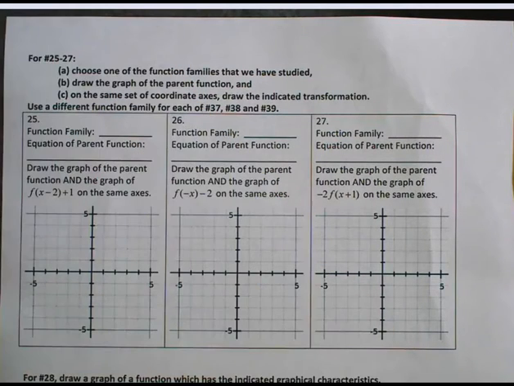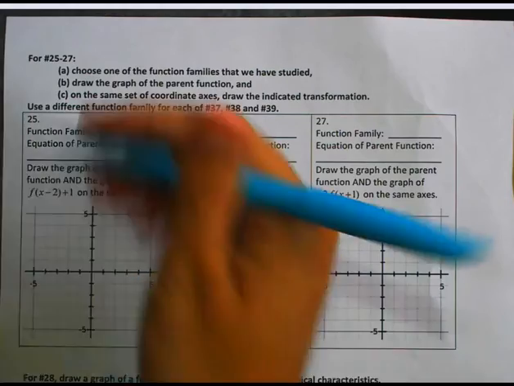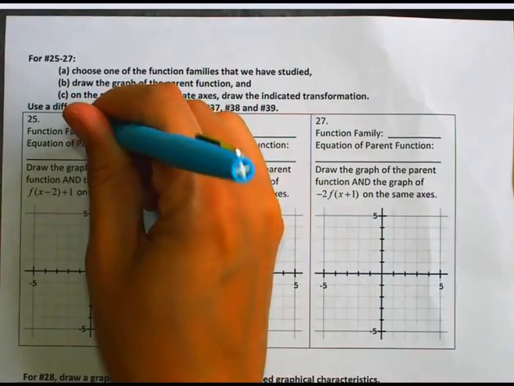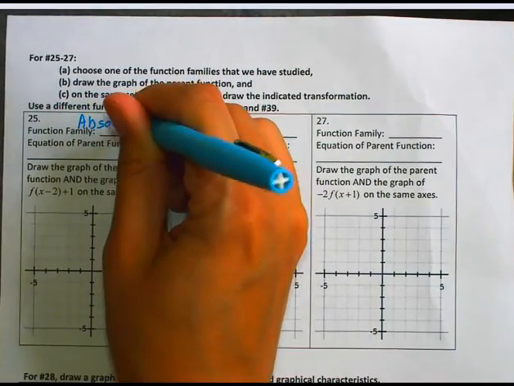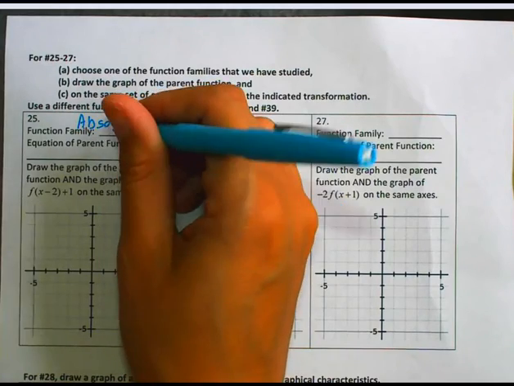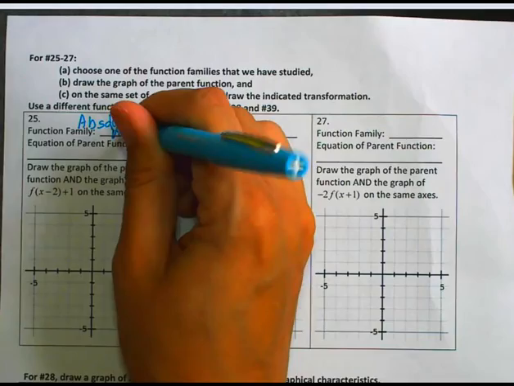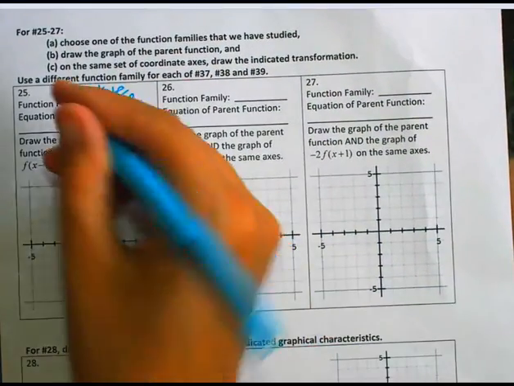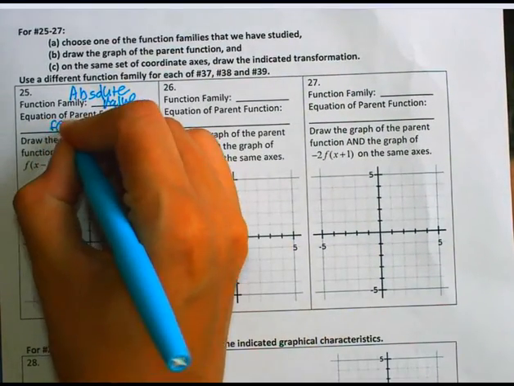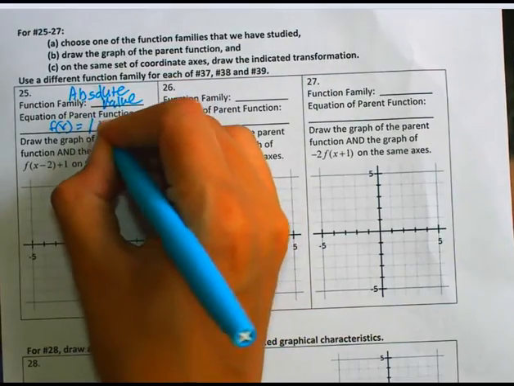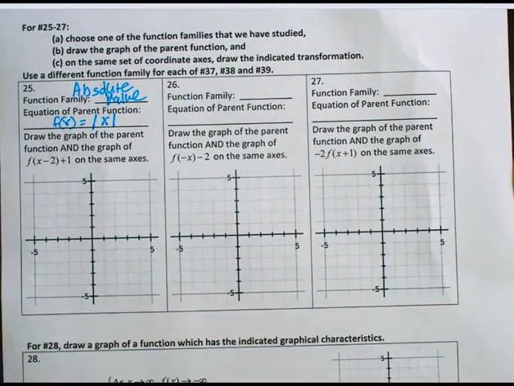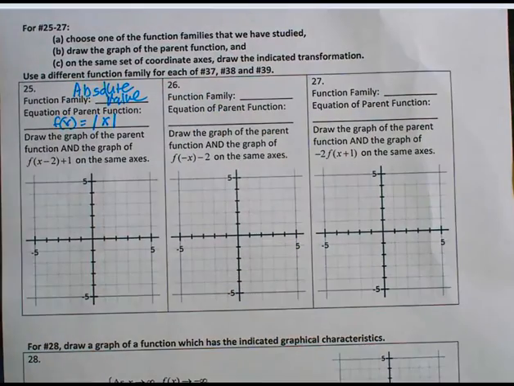I'm going to start with the absolute value function family. The parent function would be f of x equals the absolute value of x. So the first thing I'm going to do is draw in my parent function.